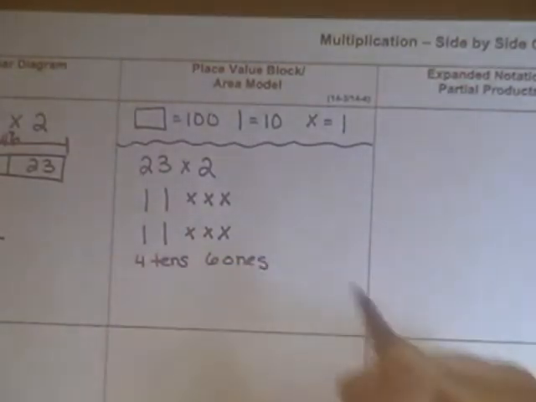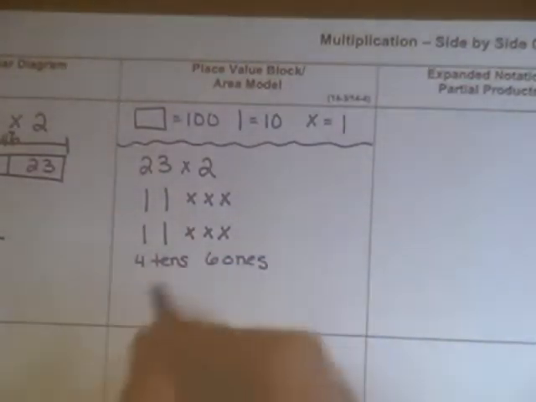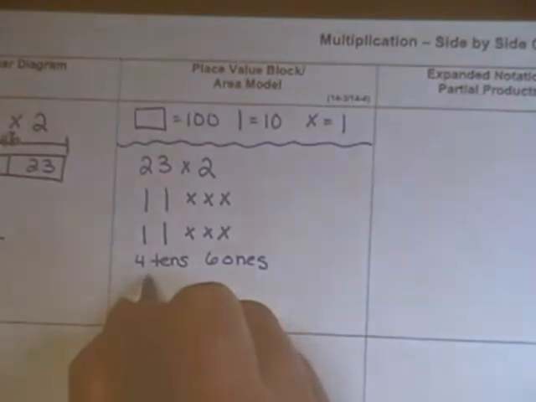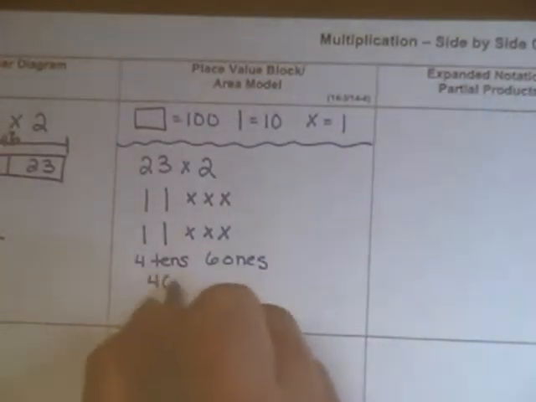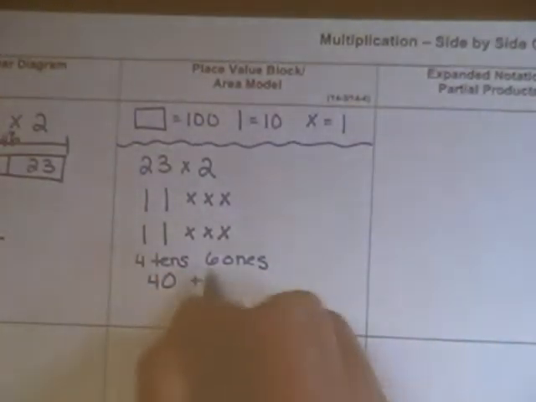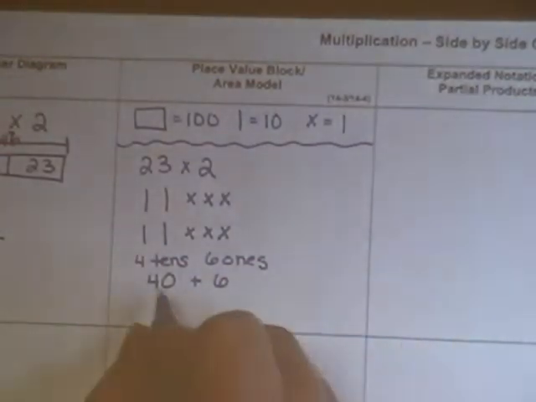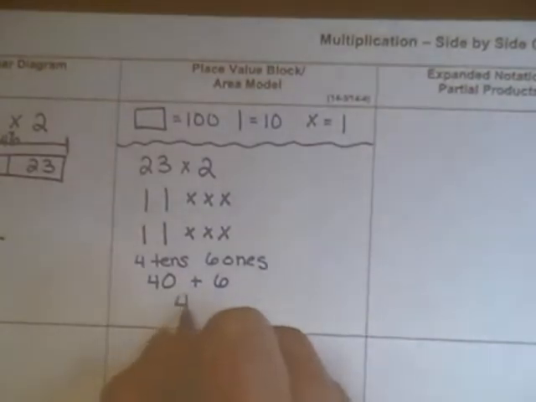So what do four tens mean? What do four tens represent? Four tens is like saying 40. What do six ones mean? 6. Together, 40 plus 6 equals 46.